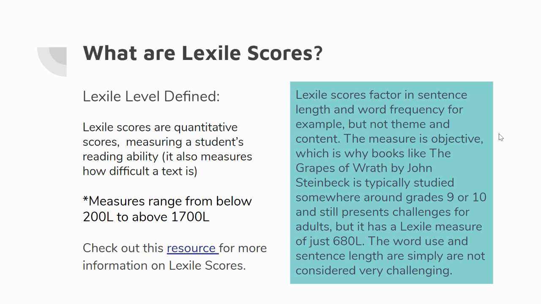So Lexile scoring does factor in things such as sentence length and word frequency. It's kind of a little more numeric in those values because it doesn't take into consideration the theme of the text or the content. So this measure is objective, which makes it a little tricky for some teachers. So just keep that in mind as you approach the Lexile leveling. It is a great way, though, to get a start on what a student's reading ability might be. Just keep in mind that it's not going to cover those high-level complex comprehension pieces such as theme and content.